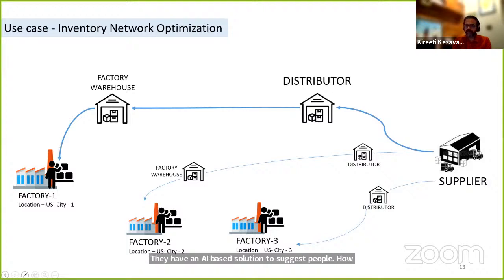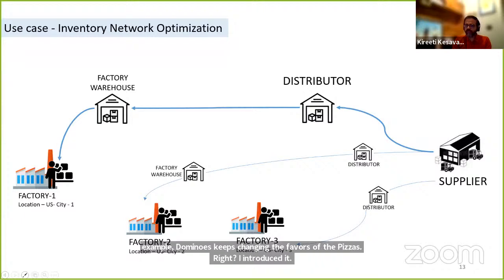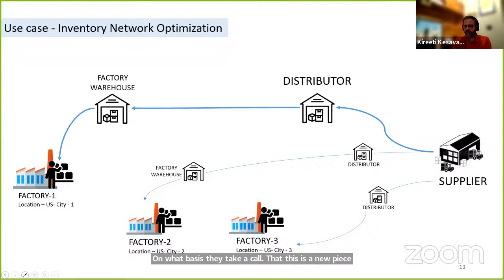For example, Domino's keeps changing the flavors of the pizzas, right? They introduce it. On what basis do they take a call that this is a new pizza flavor that I'm introducing, without analyzing the probability of that succeeding or failing? There has to be some data behind that to take a decision, isn't it? Because it's going to be an extremely costly affair for them to backtrack one flavor out of all the stores in India, because there is raw material needed for that, ingredients needed for that, and everything goes to waste, right? I hope I answered your question, Zara.